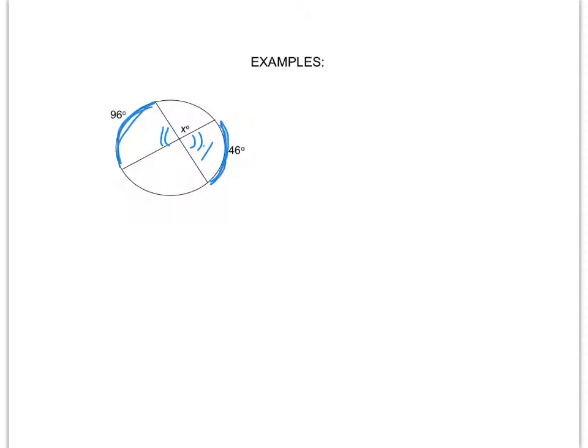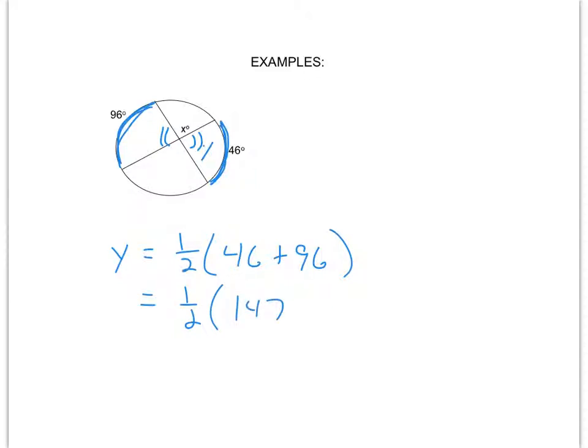So I know now that y is equal to 1/2 times 46 plus 96. 46 plus 96, don't tell me, is 142. Half of 142 is 71. So if this angle, we'll do this in red, is 71, I think x is going to equal 109, PT 109. If you email me with the answer to what the PT 109 is, I'll give you a bonus point.